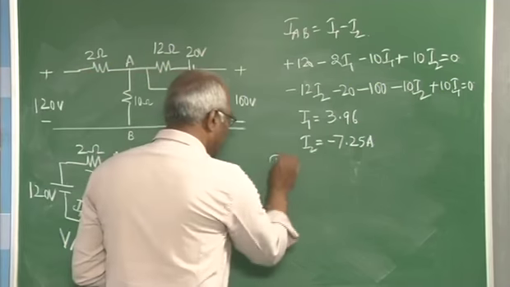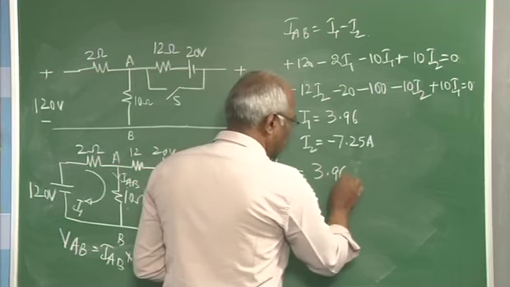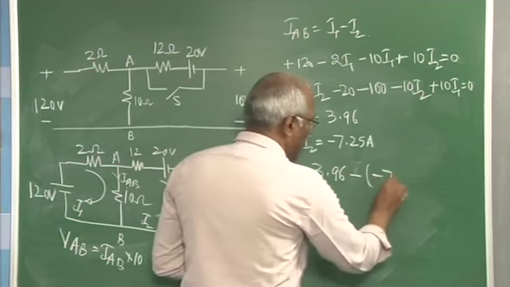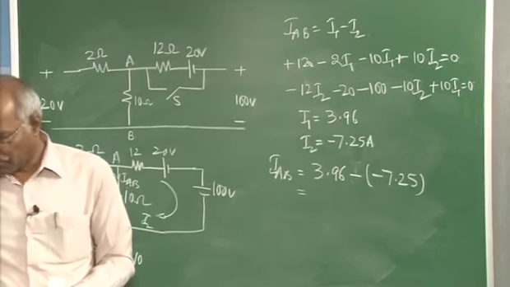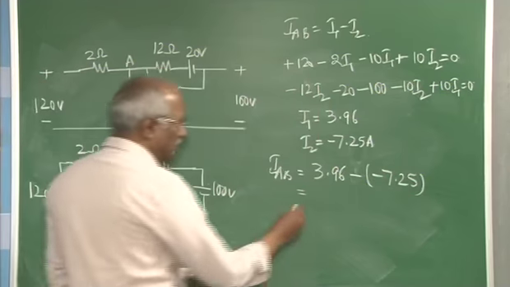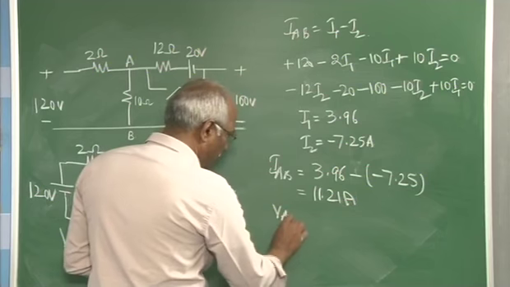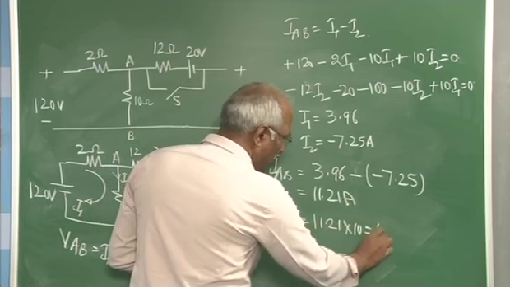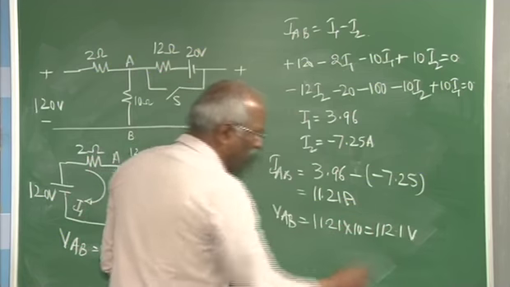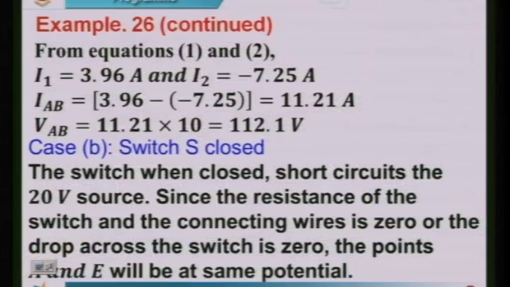Obviously, IAB will be equal to 3.96 minus of I2, which is minus 7.25, that comes to 11.21 amperes. Therefore, VAB will be equal to 11.21 into 10, which comes to 112.1 volt. That's the answer. With that, when the switch is closed, what happens?